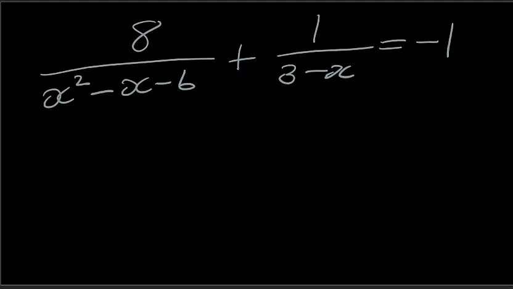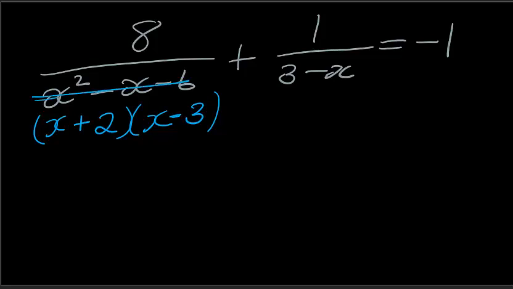8 over a trinomial plus 1 over a binomial equals negative 1. Let's see if we can factorize this trinomial. If we have two brackets, we have x and x. And then we are going to say factors of 6 is 1 and 6, 2 and 3. Let's use 2 and 3 because we want minus 1. So it's going to be minus 3 plus 2 gives me minus 1. So that's off the table.